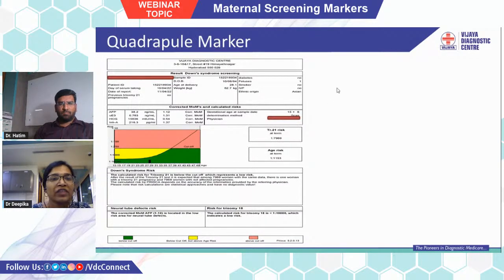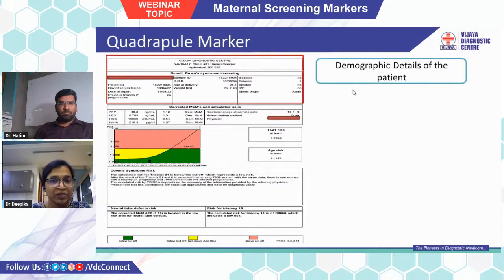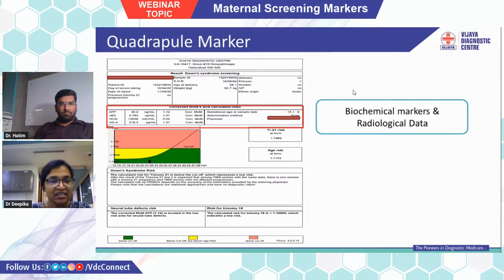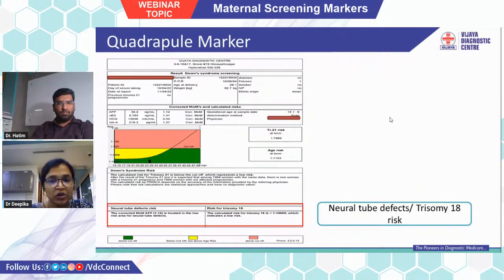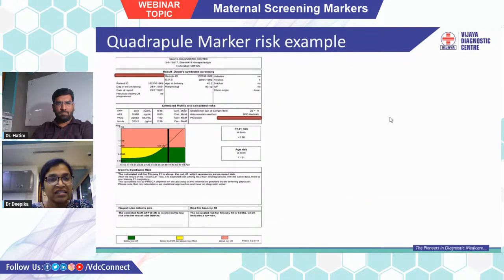Next, this is a graph of a quadruple marker. The first column has demographic details, then biochemical markers. Here, in addition to the triple screen markers, we have inhibin A. And for the radiological data, we will again take either the BPD or the scan data. And this column depicts the trisomy 21 risk, and this is for the neural tube defect or trisomy 18 risk. And this graph is a quadruple marker risk example.